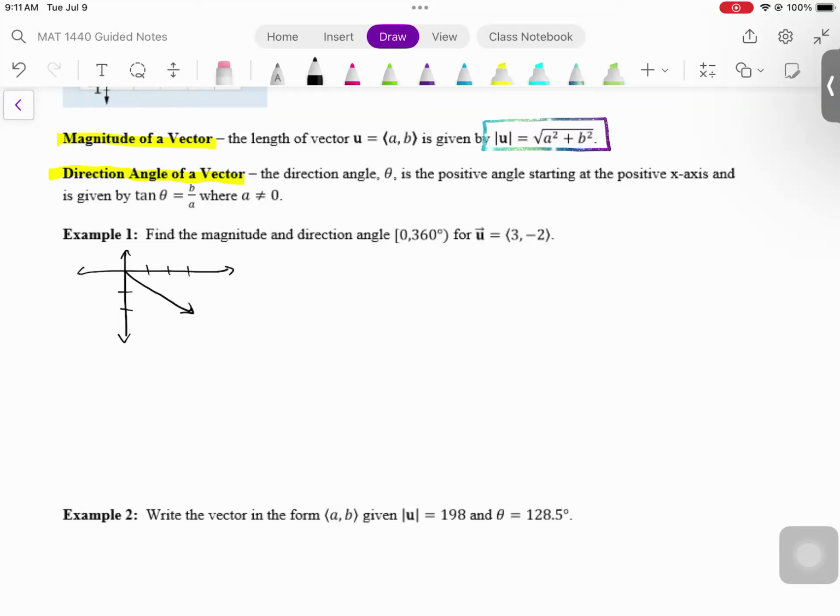Let's start by finding the magnitude of that vector. So the magnitude of our vector u is going to be equal to the square root of 3 squared plus b squared, or (-2) squared. So the magnitude of u is the square root of 9 plus 4, or the square root of 13.